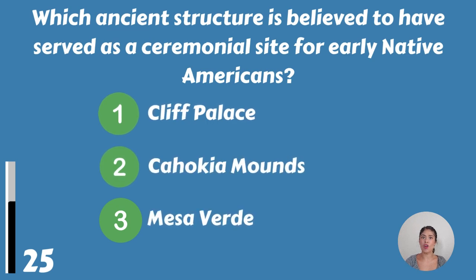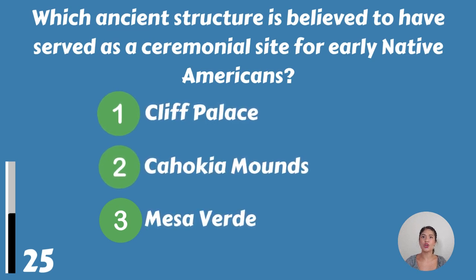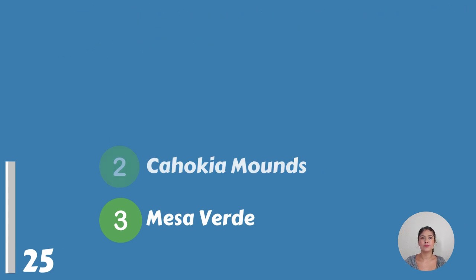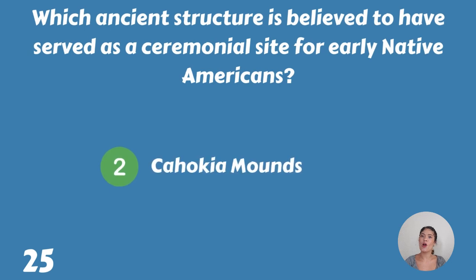Which ancient structure is believed to have served as a ceremonial site for early Native Americans? Cliff Palace, Cahokia Mounds, Mesa Verde. Cahokia Mounds.